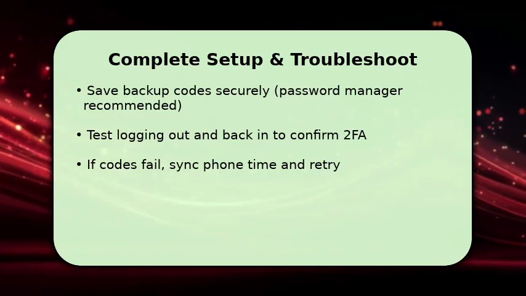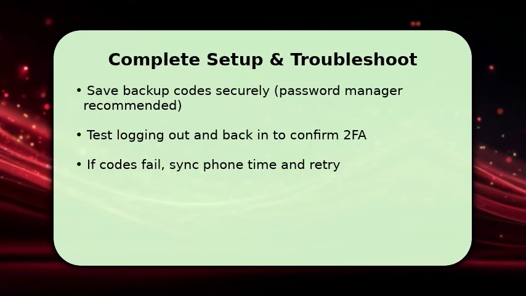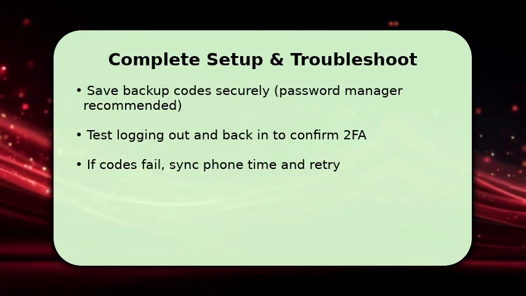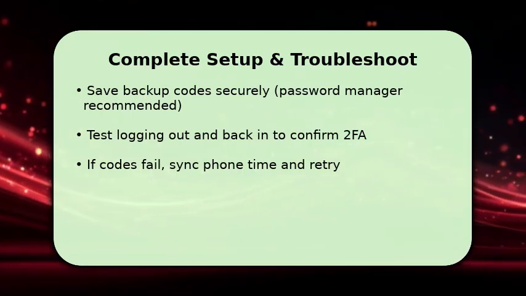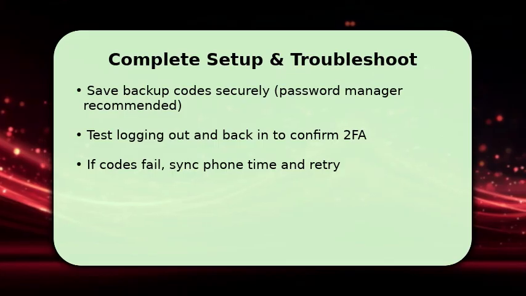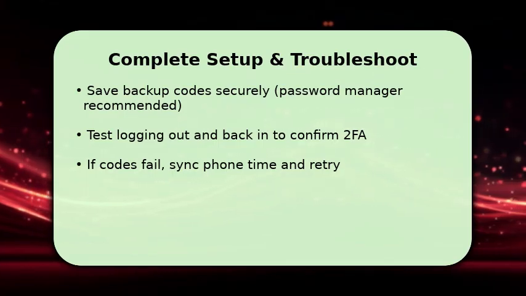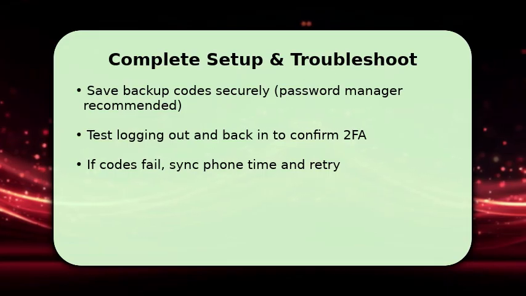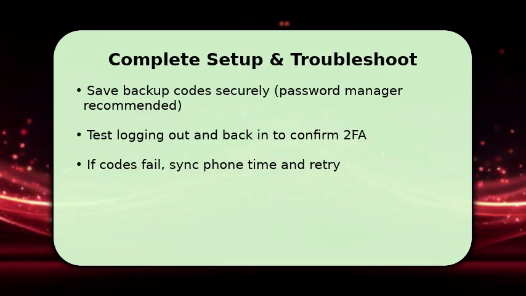If the code is rejected, first check your phone's time settings and enable automatic date and time. Authenticator codes depend on accurate time synchronization. If problems persist, use a saved backup code to access your account and relink Authenticator following the same steps.